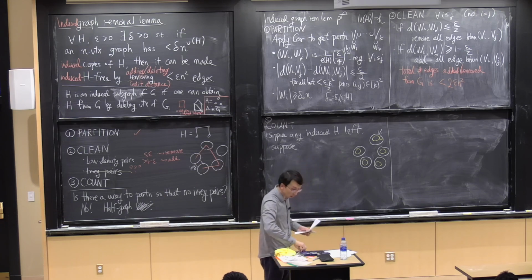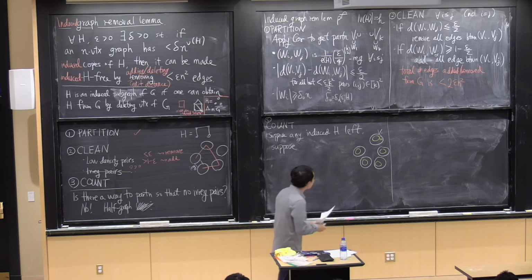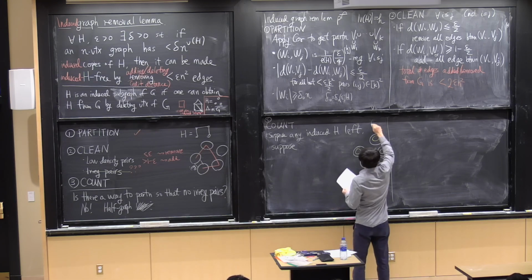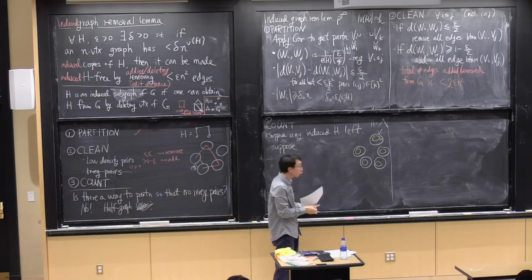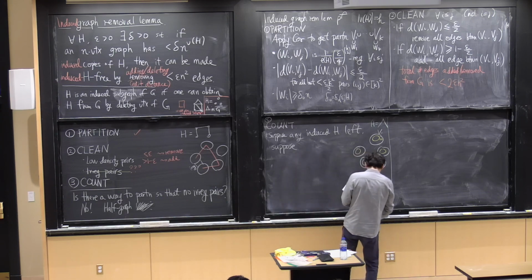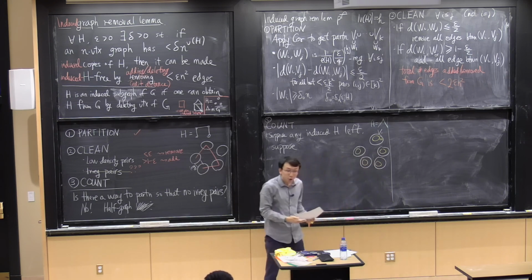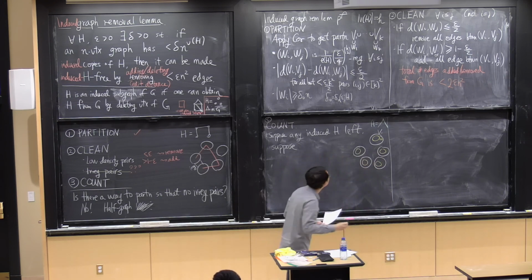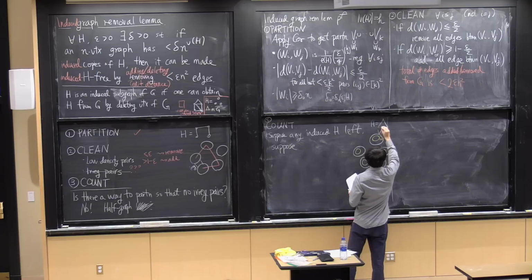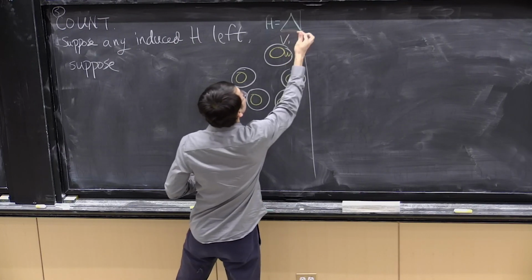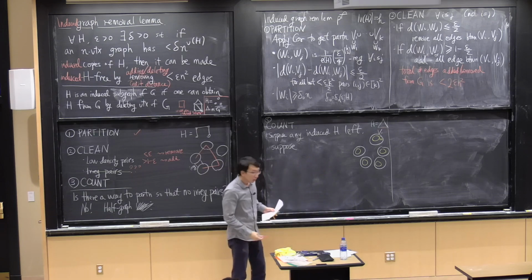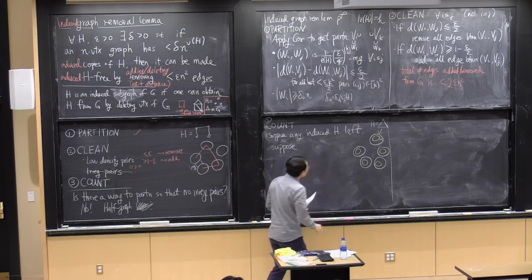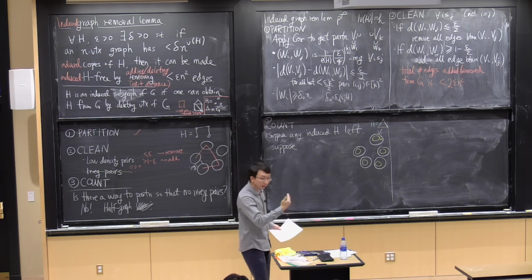Right? So suppose my H is that graph, for illustration. In particular, I have a non-edge. So I have an edge, and I also have a non-edge. Between these two, that's the non-edge. So suppose you find a copy of H in the cleaned up graph.